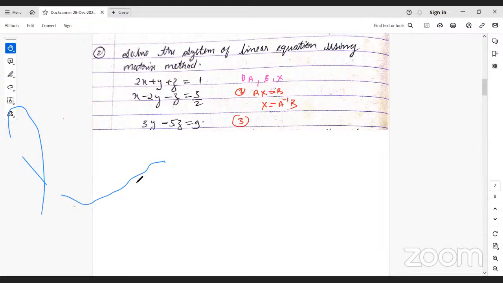So in the third step, we need to find out the values of X, Y and Z. The matrix method is used to find the solution of these 3 equations, equation 1, 2 and 3. Using matrix method, we are finding the solution of these equations. So we will discuss the solution along with me. Try to solve it.